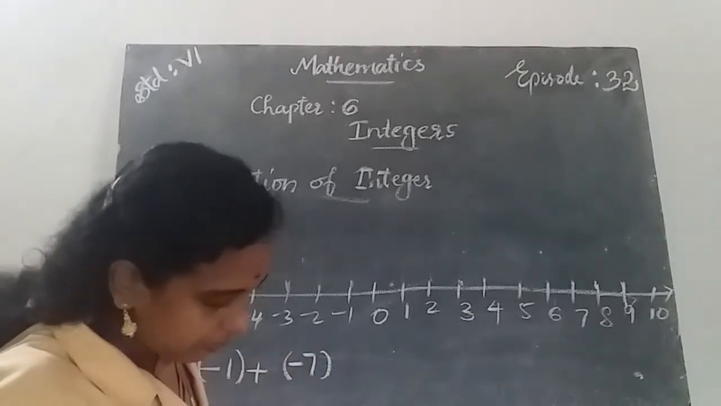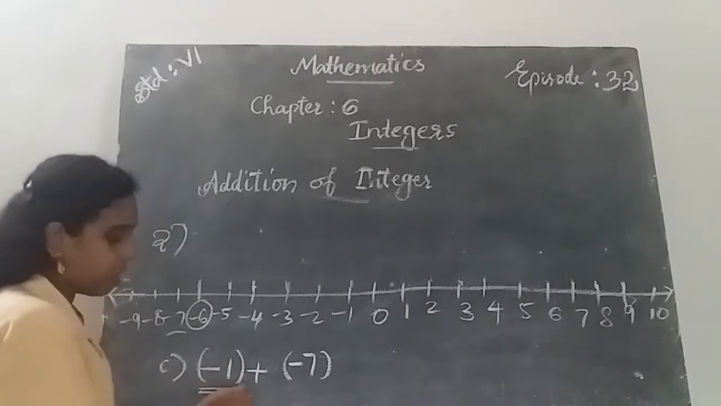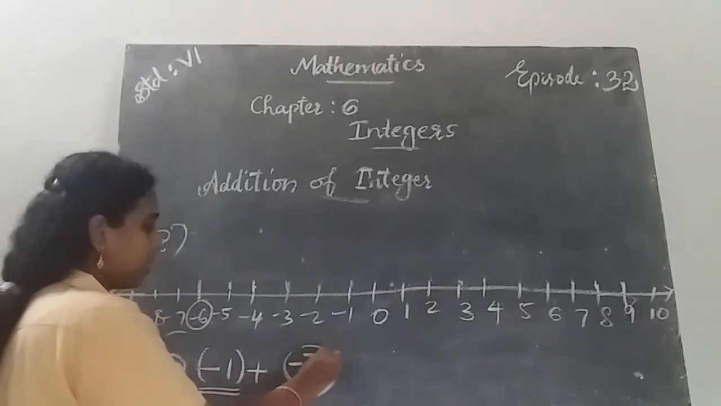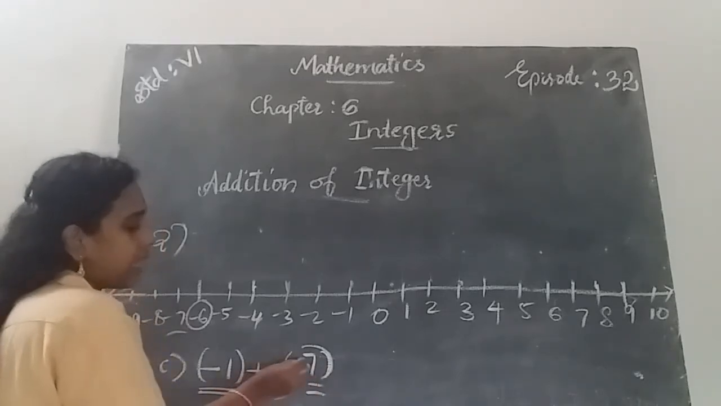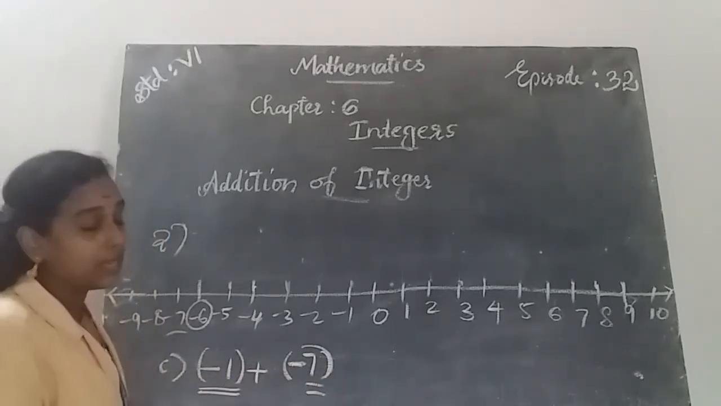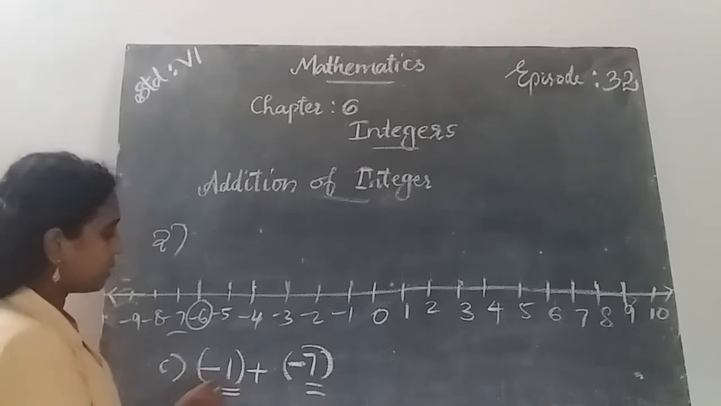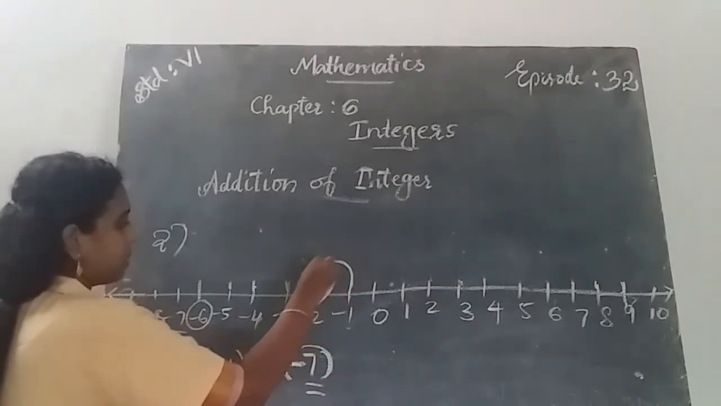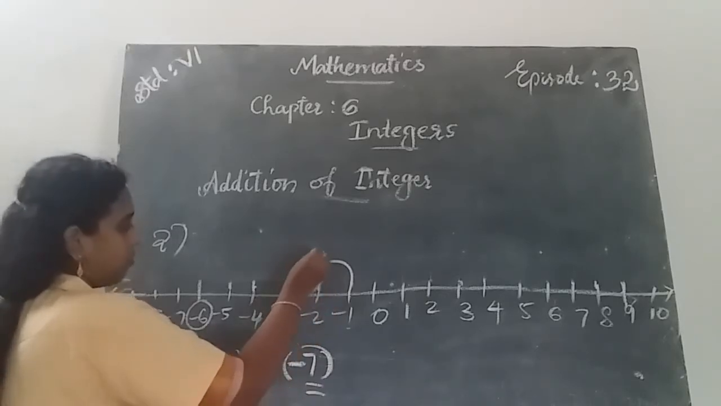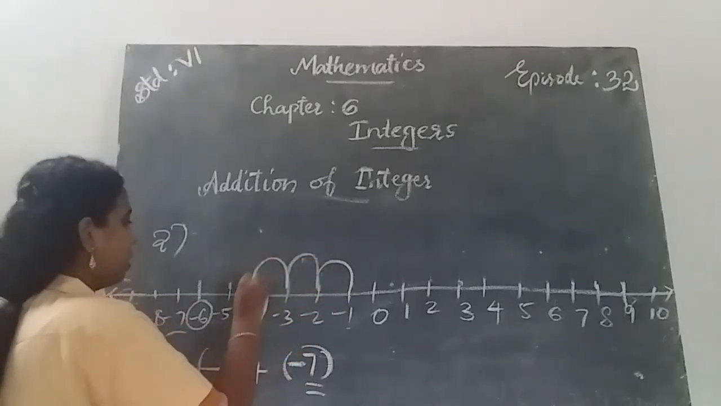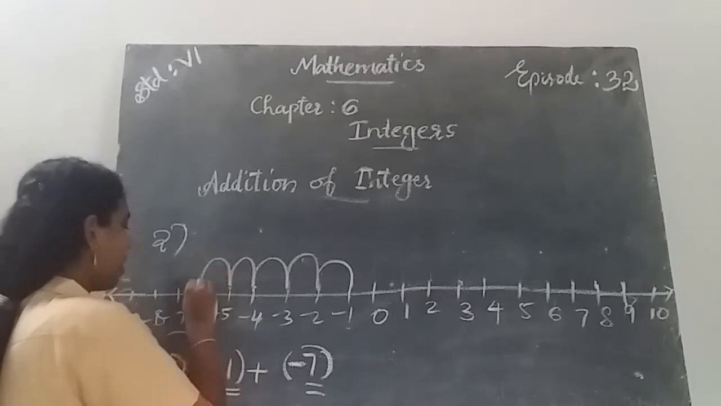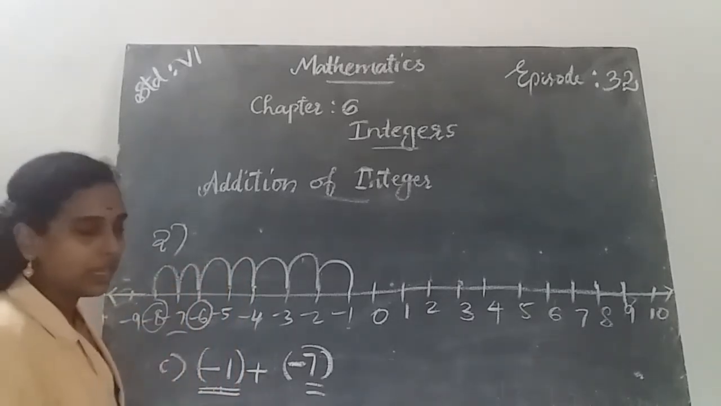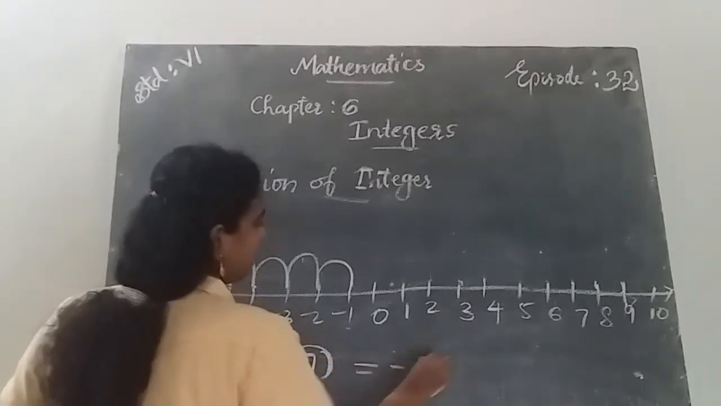Plus minus 7. Okay, so which means we start from minus 1. Then move 7 steps towards which direction? Negative sign indicates left direction. So we start from negative 1. Here is negative 1. Then move 7 steps left of negative 1. 1, 2, 3, 4, 5, 6, 7. Then we reach negative 8. So the answer is negative 8.